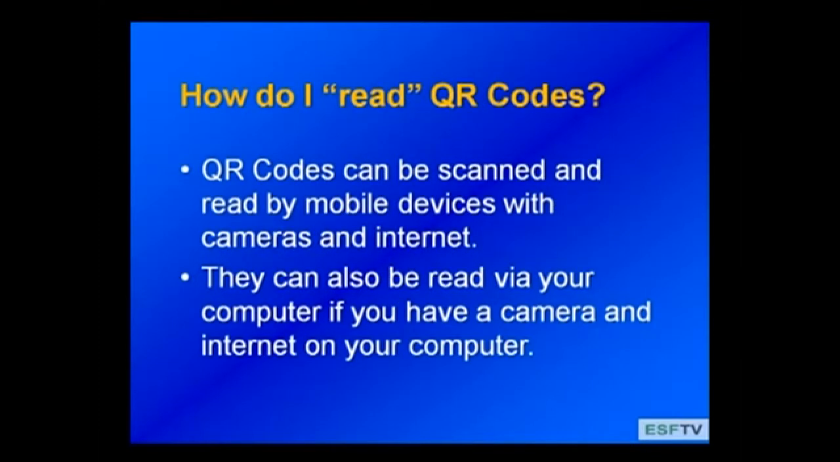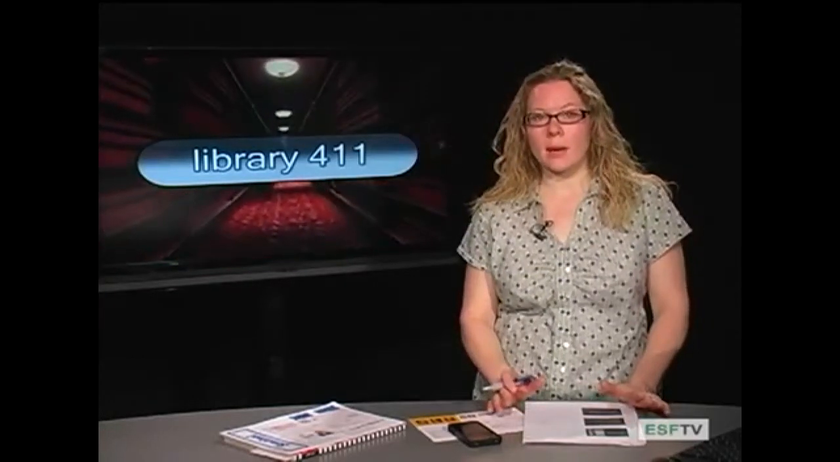QR codes can be scanned and read by mobile devices with cameras and the internet. They can also be read via your computer if you have a camera and internet on your computer. So to use a QR code, you need to have a mobile device that has a camera and internet access, or some kind of computer or laptop or computing device that has a built-in camera, or you could have an external camera. All you need to do is have the appropriate QR code software, and you can hold your QR code up to the camera on your computer. So you don't have to have a mobile device with camera and internet. You can also use your stationary computer device such as a laptop or a desktop computer.